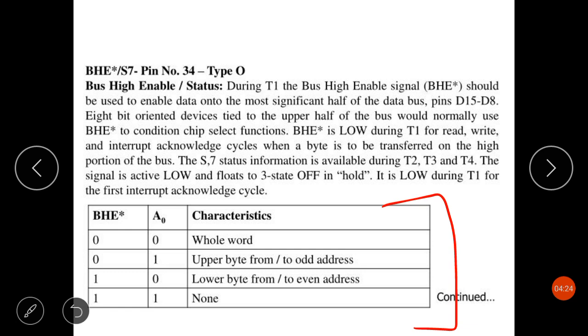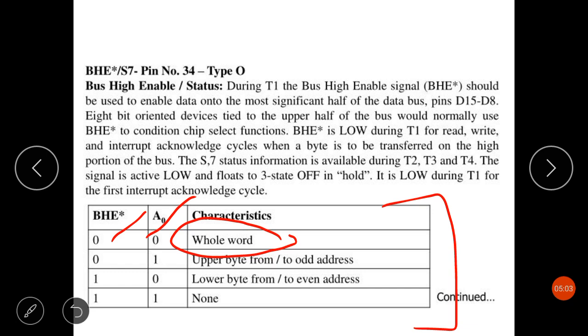What happens when both BHE bar and A0 are 0? Both the banks are activated, which means the whole word is going to be transferred, and the data lines used for transferring the 16-bit data are D0 to D15. The address carried by the address bus, as I have told you, will be the address of the least significant byte. The address of a word is the address of the least significant byte.